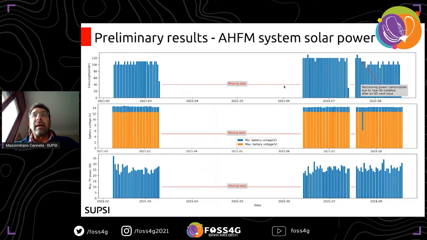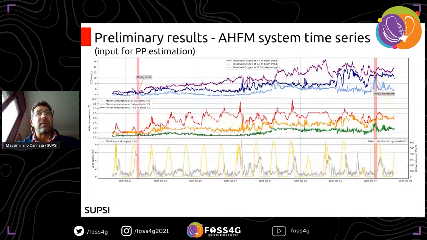From the solar panel point of view, you can see that the system is well dimensioned, and we still have room to add new sensors that consume energy. In fact, we plan to extend the sensors on the platform, adding other sensors to monitor chlorophyll and to detect algal blooms in the lake, for example. These are some time series that are the inputs for the primary production estimation.